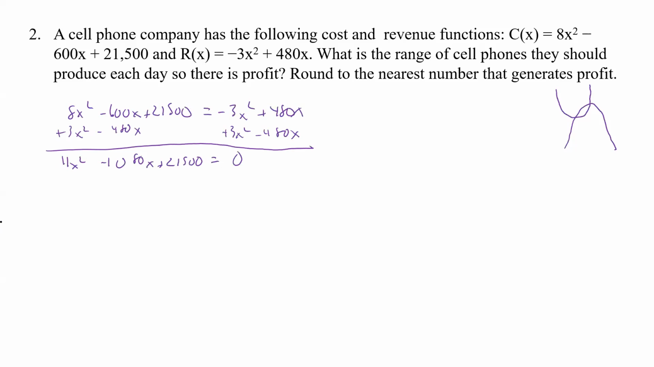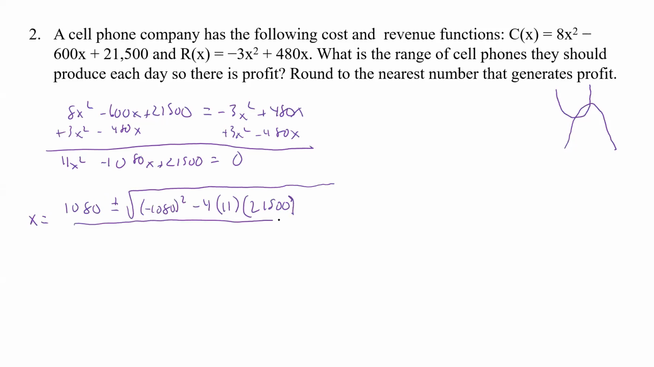Okay, now I'm not going to factor that, so we're going to use the quadratic formula. Then x is equal to negative b, and this is a negative already, so it becomes positive 1080, plus or minus the square root of negative 1080 squared minus 4 times a, which is 11, times c, which is 21,500, and then divided by 2 times 11. All right, 2 times 11, that's easy, that's 22.